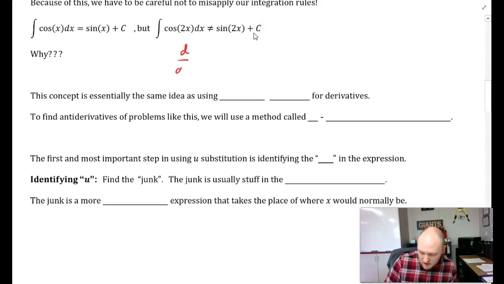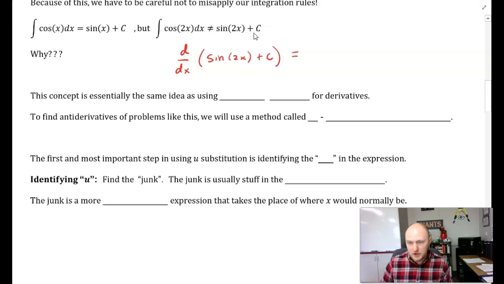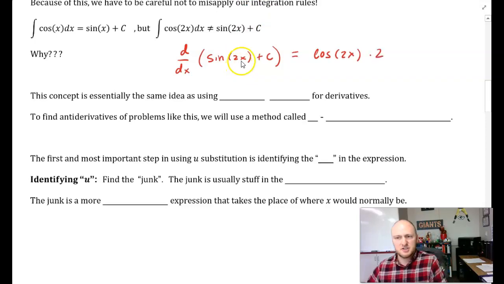Well, if I take the derivative, d dx, of sine of 2x, I'll even throw in the constant, which could be any value, we know that the derivative of sine is cosine, so I have cosine of 2x, but I have a function within sine of x. And the derivative of that, if I multiply by this, right, this is just the chain rule, is times 2. So notice that with the antiderivative, we have to deal with this chain here, okay? This concept is pretty much the same idea as using the chain rule for derivatives.